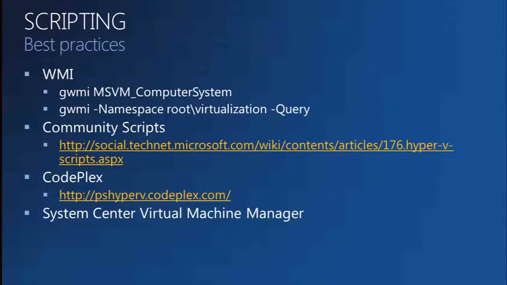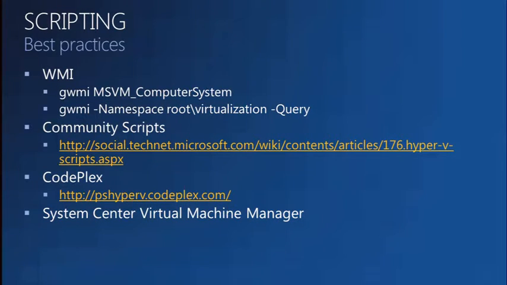Scripting. In Windows 2008 R2, there are a few ways you could do it. You could use WMI, like the top example of Get-WmiObject MSVM_ComputerSystem, and get a WMI object inside the root virtualization namespace. Those are pretty difficult scripts to write, and that's why there are lots of community scripts that you can go out and gather. In general, you don't want to write a WMI script for Hyper-V unless you have a lot of time and a great desire to perform an act that you can't do some other way.